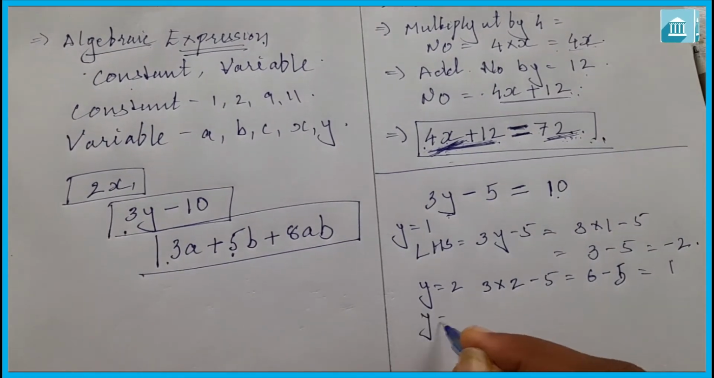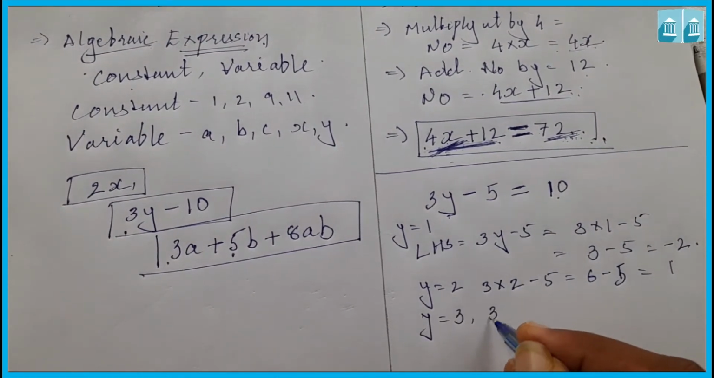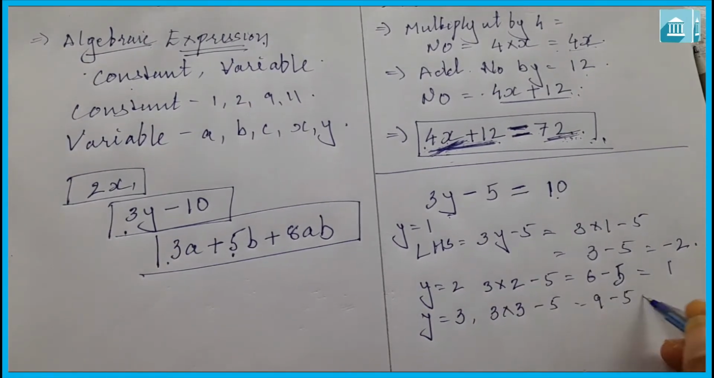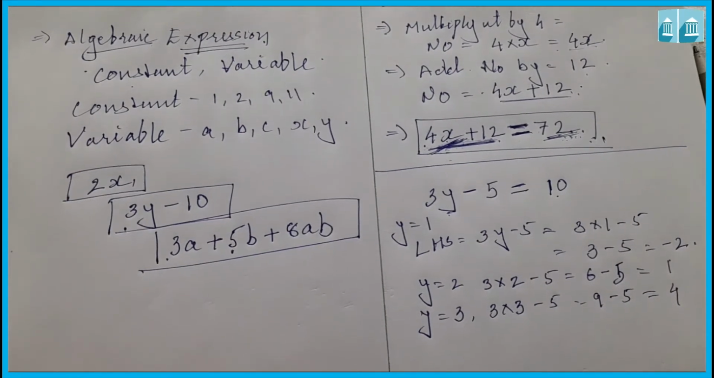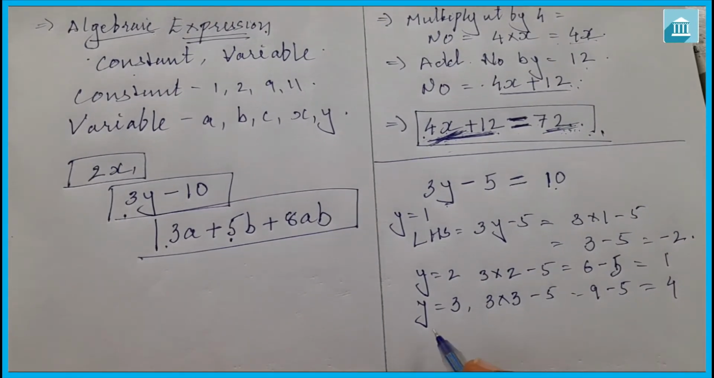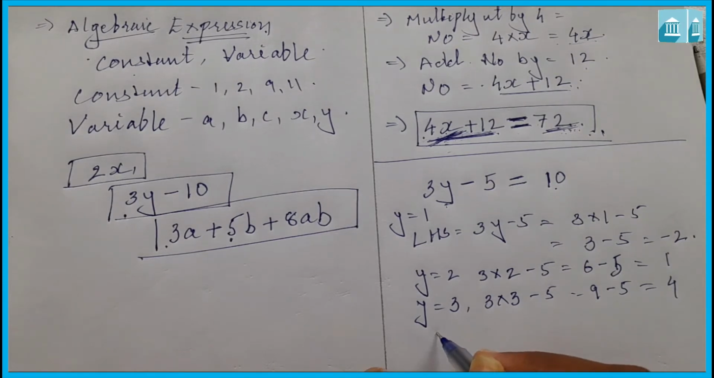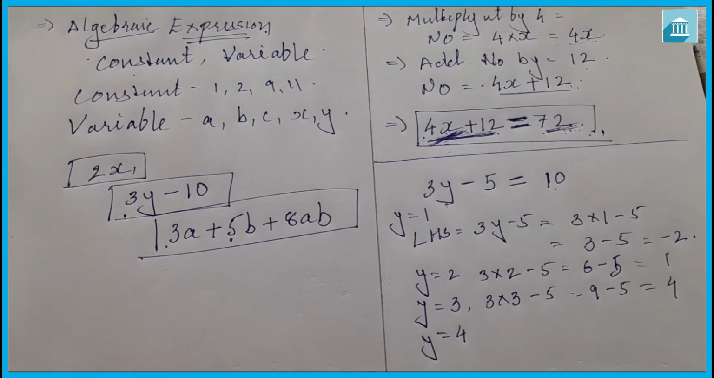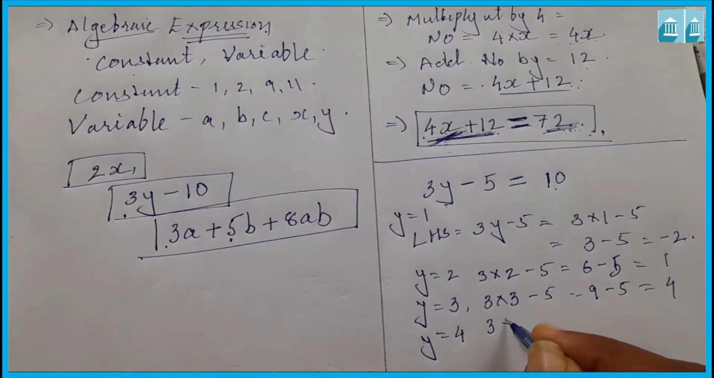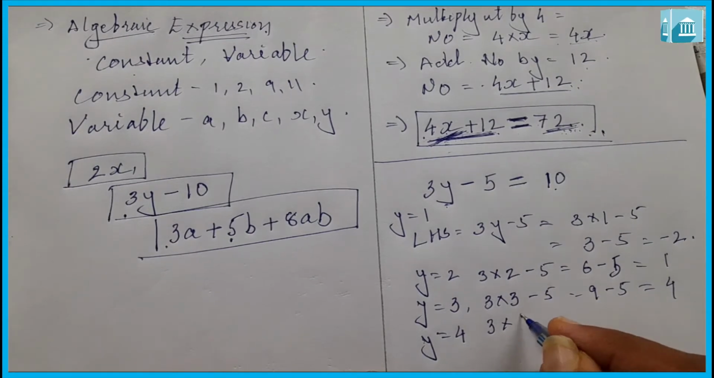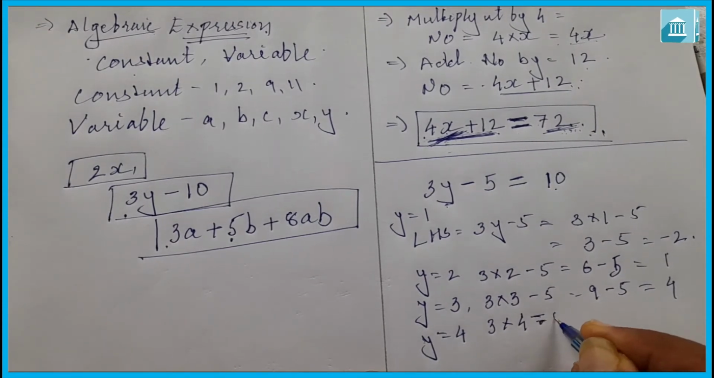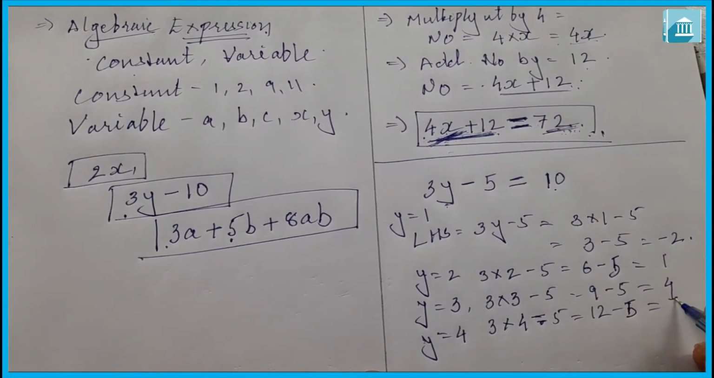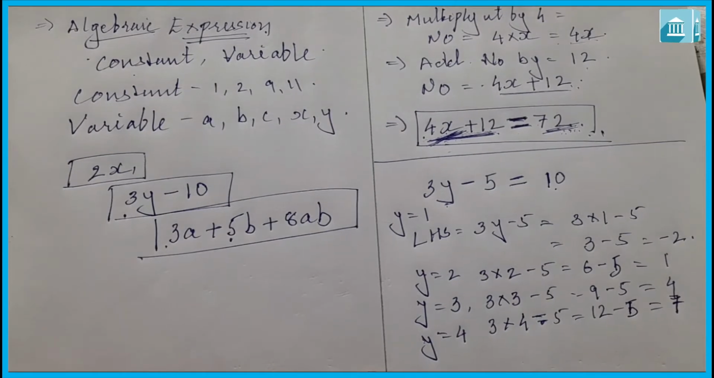Let us take y is equal to 3. So it will be 3 into 3 minus 5, which is equal to 9 minus 5, which is equal to 4. So y is equal to 3 is also not possible. Then let us take y is equal to 4. So 3 into 4 minus 5. So 3 into 4 is 12, minus 5, 12 minus 5 is equal to 7. So that is also not possible.